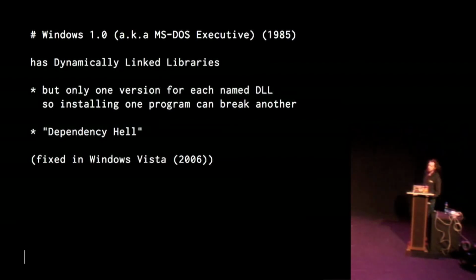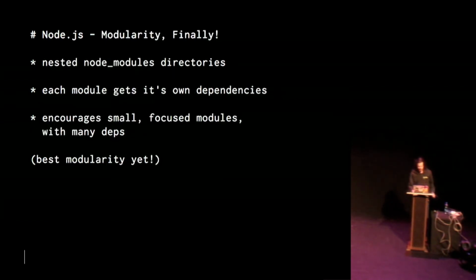Windows, aka MS-DOS Executive, depended on dynamically linked libraries, which brought in all the stuff that did the user interface and this sort of stuff. A big deal in 1985, but each DLL was identified by its name. And there was one registry for the entire operating system. So if you installed a new program that needed a different version of a named DLL from another one, you could install a new program that broke another program, also known as dependency hell. This was eventually fixed in Windows Vista in 2006.